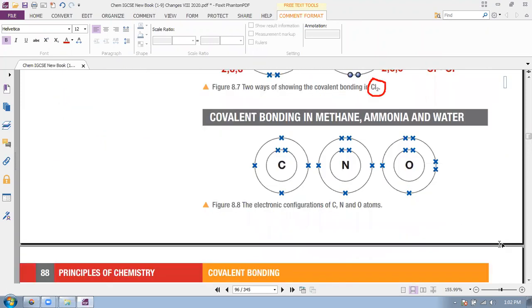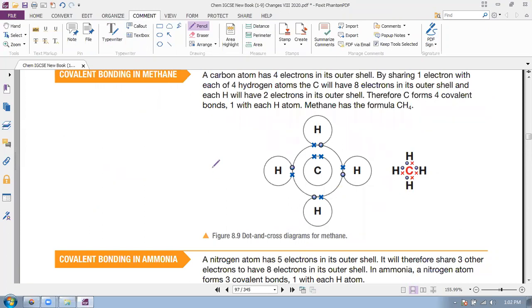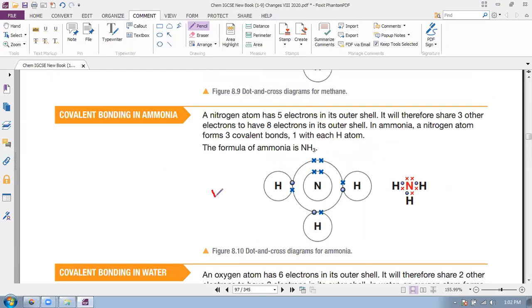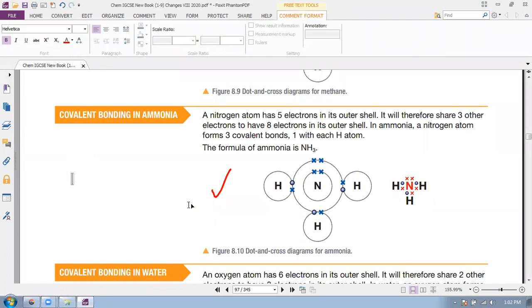And there are some other examples given. Covalent bond in methane, ammonia, and water. The outer shell electrons are shown here, the electron configuration of carbon, nitrogen, and oxygen. So I recommend you to practice methane and ammonia. Look at this ammonia. Nitrogen has 2 electrons free as a pair. Normally nitrogen has 2,5 electrons in its outer shell. These cross electrons are nitrogen's electrons. So if you count the crosses, you see that there are 5 crosses here.